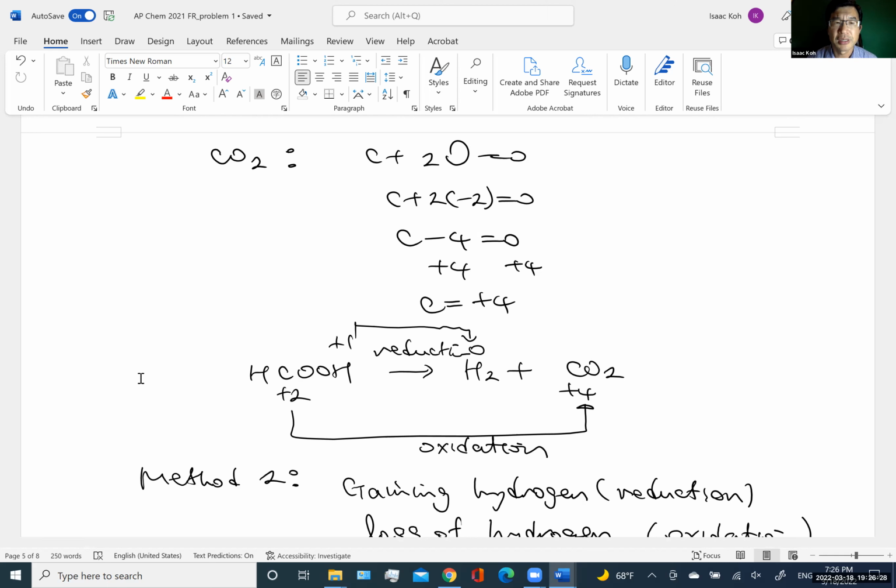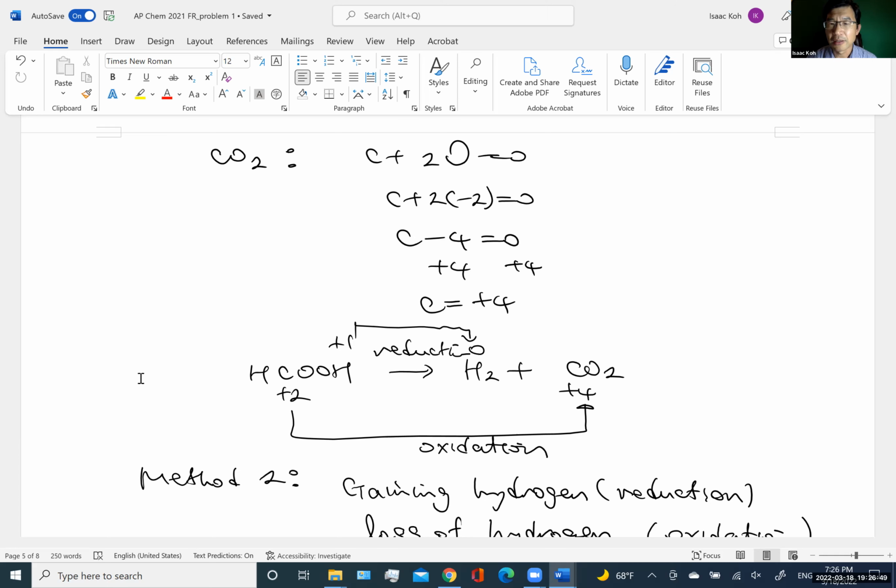So carbon plus oxygen here in this compound is always -2. Remember, in an element it is 0, but in a compound, oxygen is almost always -2. Then carbon minus 4 equals 0. When you add up 4 on both sides, you find out that carbon, the oxidation state is +4.